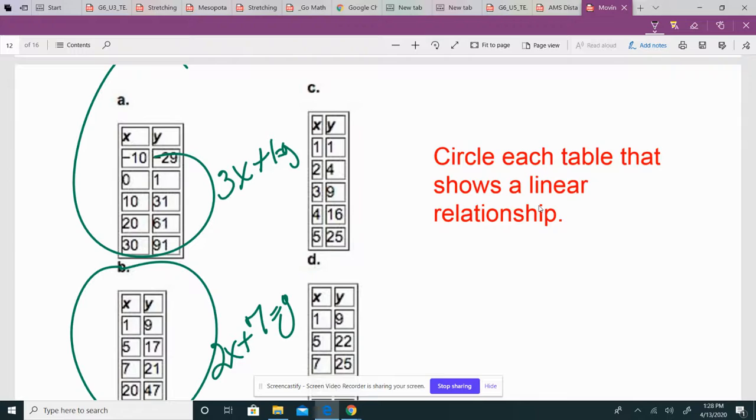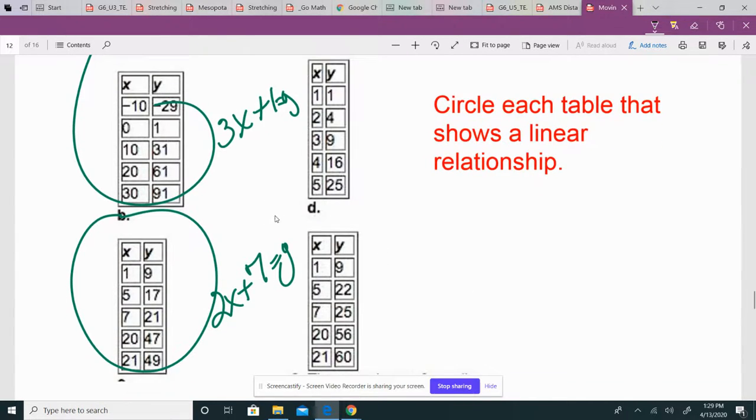Why does A show a linear relationship? Well, because 3x plus 1 is what that graph shows. Now, what else shows a linear relationship? B. How so? Well, because when we look at B, the equation is 2x plus 7 equals y. And so A and B. Now, I'm going to go into a little bit more depth with that concept when we do our Google Meets, because I really want to talk about it so that people are able to ask and answer questions.